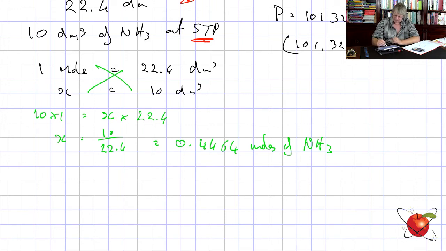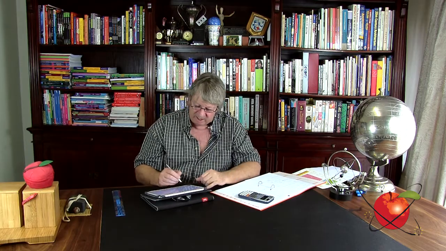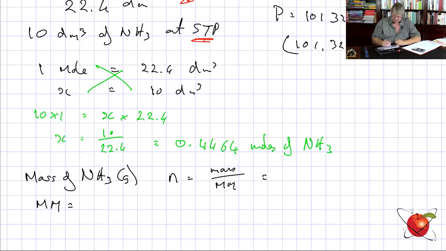Then, let's say they ask us, how much mass of NH3 gas is that? Well, we know straight away that number of moles is equal to mass given over molar mass. It's just the same repeated steps. We always work out molar mass, we always work out moles. The moment you see mass, go to molar mass and work out n, the number of moles. The molar mass of NH3 is nitrogen's 14 plus 3 times 1, which is 17 grams per mole.